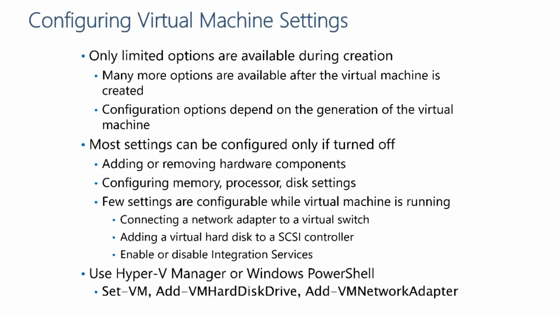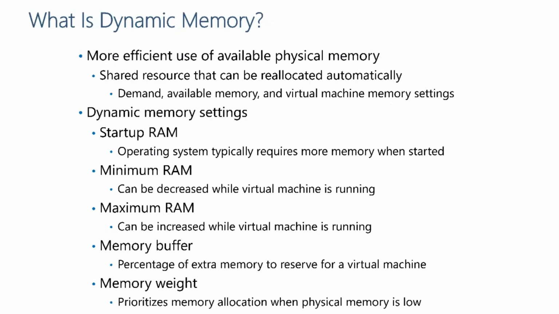Adding a hard disk to a SCSI controller is equivalent to your hot swappable hard drives in a real machine. Disabling or enabling integration services: if you don't know what that is, that's equivalent to VMware Tools. If you install VMware Tools, we all know what it does. If you have integration services turned on in your Hyper-V virtual machine, it pretty much does most of the same things. And we can use PowerShell commands to do some of these things as well.